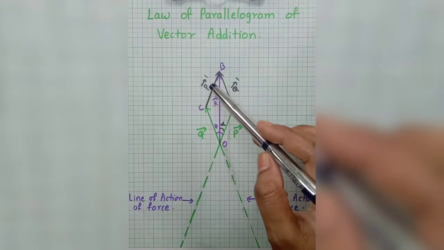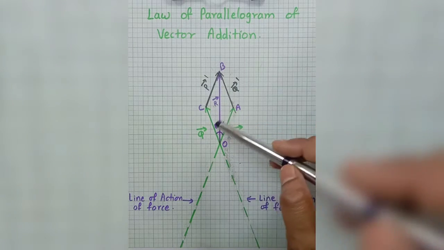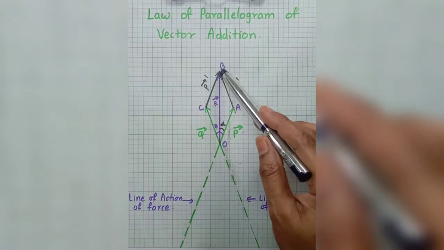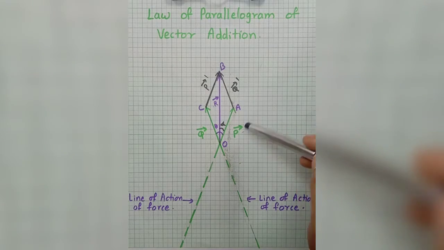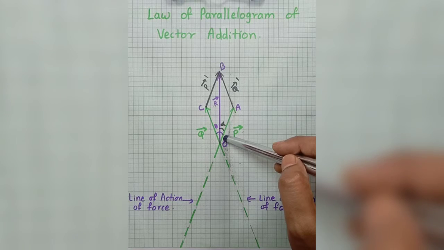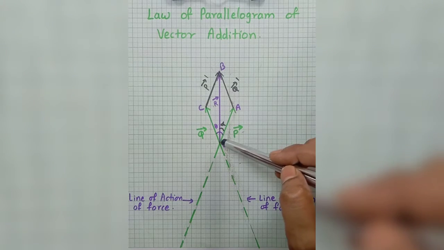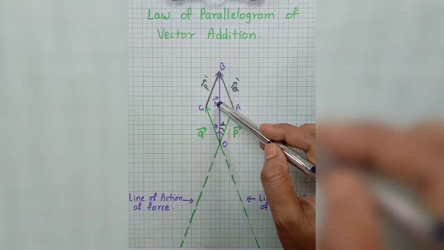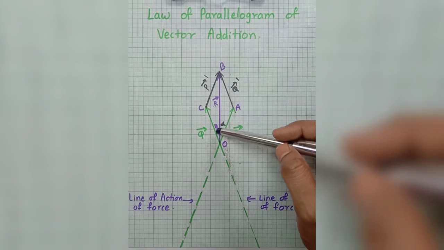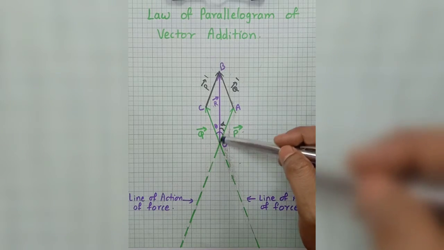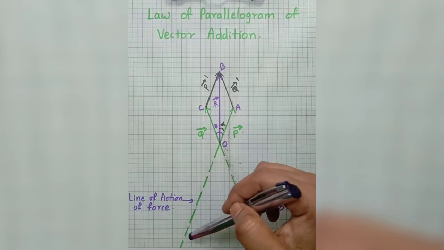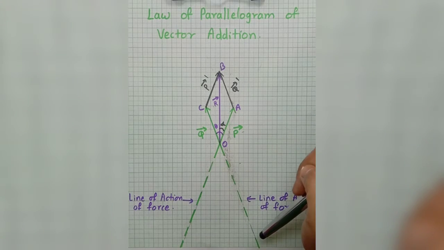So we will draw parallel vectors to P, that is P bar dash, and to Q we will draw Q bar dash. So AB and CB represent the parallel vectors. This will complete the parallelogram. Then the angle between the two vectors is theta, and the angle made by the resultant, which is OB, represented by R, is alpha with vector P. Now in the diagram I have extended these two vectors in the backward direction so that this will represent our line of action of the force.